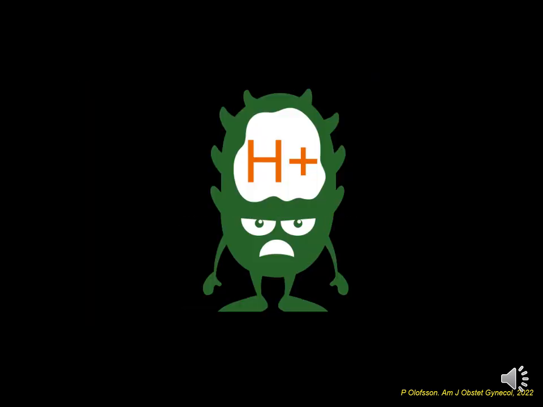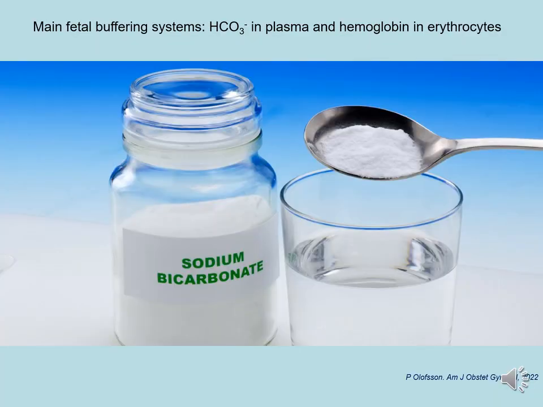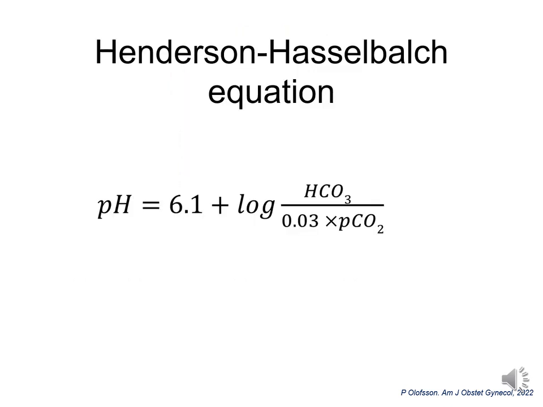The normal metabolism always results in production of hydrogen ions. However, if these little green creatures take over, we have a problem. We have metabolic acidosis. They must be neutralized. It is mainly bicarbonate in plasma and hemoglobin in erythrocytes that buffer and neutralize the hydrogen ions. By bicarbonate buffering, carbonic acid is created, and carbonic acid is then split to water and carbon dioxide, which easily cross the placenta to the mother.